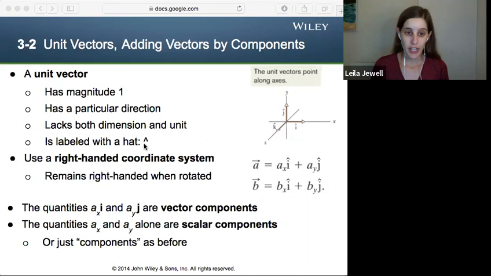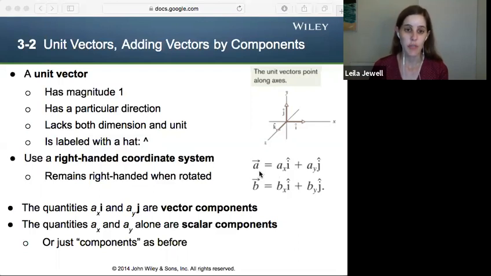And we label it with a little hat, the little hat that will go over each of the directions. So we'll use the right-handed coordinate system, which means that the x direction is labeled by the unit vector i, or i hat. The y direction is labeled by the unit vector j, or j hat. And the z direction is labeled with the k hat. So the unit vectors point purely along those directions. And this is something that will follow your right hand. It's very useful.